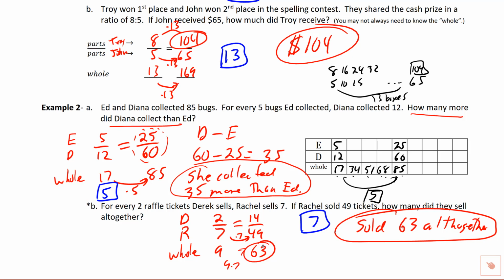So as you're going through and doing these, make sure that you write down each one of the parts and the whole, even if we don't use that every single time. Like we didn't use it here, but we definitely found the whole one right there. That was the question, is how many did they sell altogether.